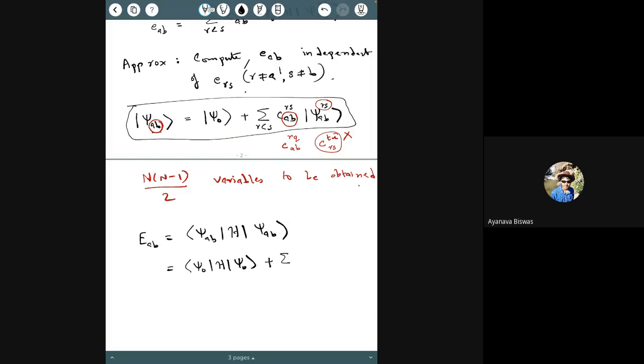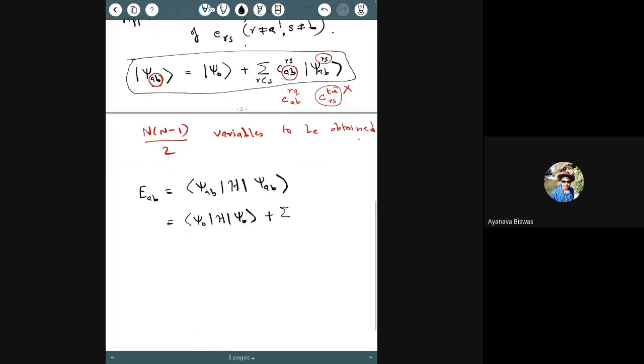So look at the EAB. It's not scrolling. Why is it not scrolling?